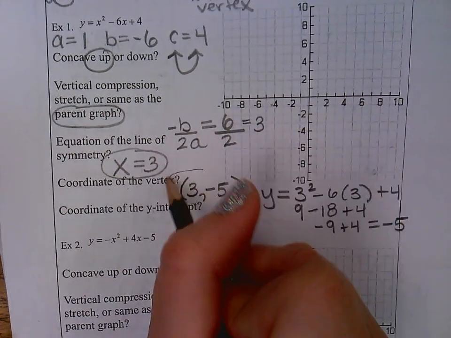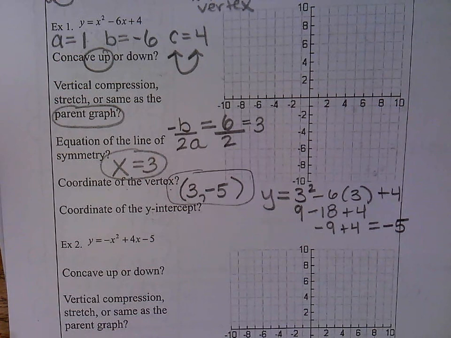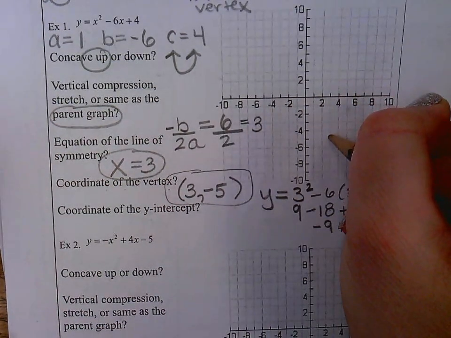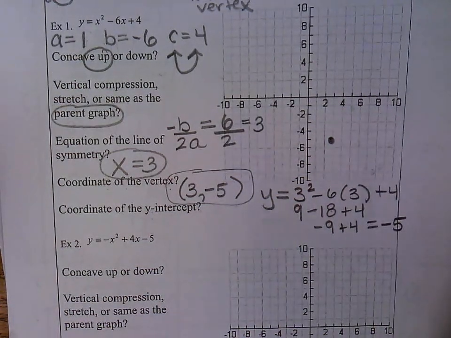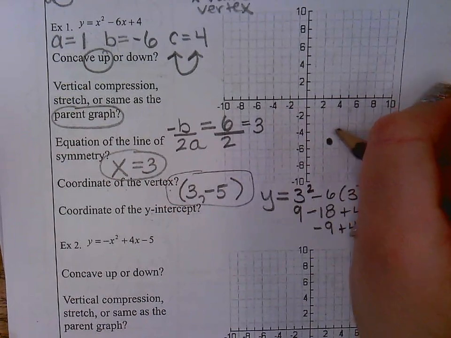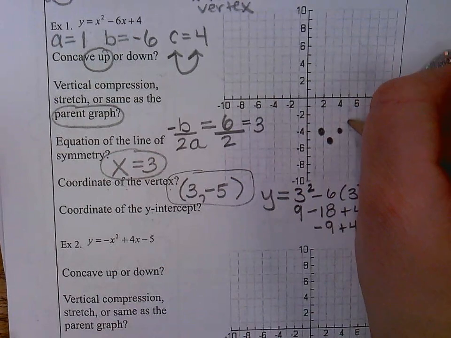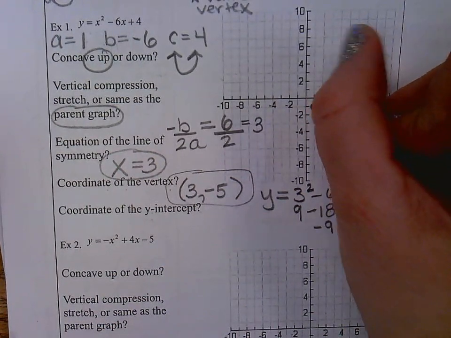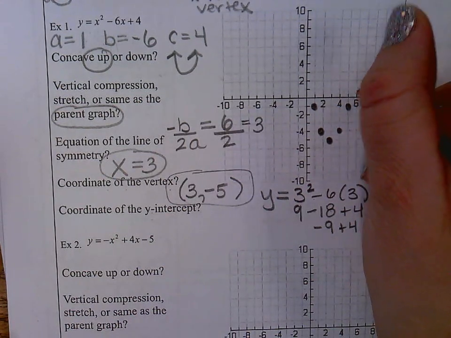So do you see how much easier vertex form is now? I had to do all of this just to figure out my vertex goes right 3 and down 5. So now put your vertex right 3 and down 5. And we already said this is the parent function. Do you remember the points for the parent function? Over 1 and up 1 from the vertex, over 2 and up 4, and over 3 and up 9, right? 3 squared is 9. 1, 2, 3, 4, 5, 6, 7, 8, 9.